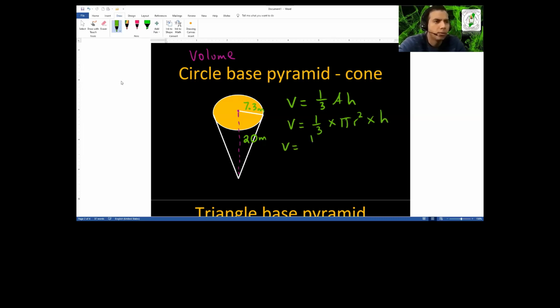So that gives us 1/3 times 3.14 times the radius 7.3 meters times 7.3 meters times the height 20 meters. Multiplying all of that gives us 3.14 times 7.3 times 7.3 times 20, all divided by 3, 1115.5. Okay, so that would be the volume of a cone or circle base pyramid.